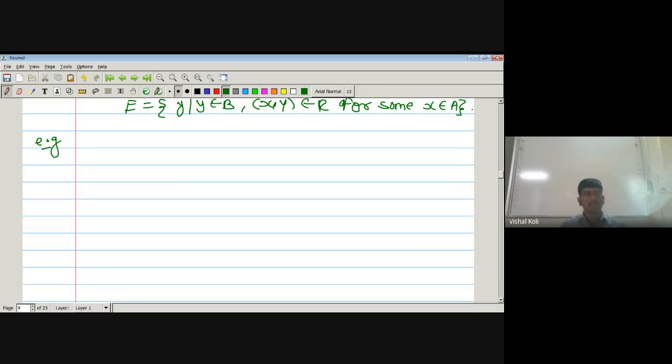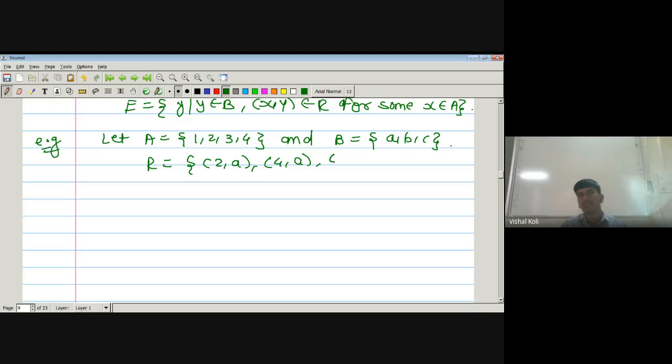For example, let capital A be a set which contains the elements 1, 2, 3 and 4, and capital B be a set which contains the elements a, b, c. As we know, if A and B are any two sets, then any subset of A cross B is a relation from A to B. So we will define one relation R in which the element 2 is related to a, 4 is related to a, and 4 is related to c. As these are ordered pairs, they must be a subset of A cross B, and the corresponding set R is a relation from A to B.